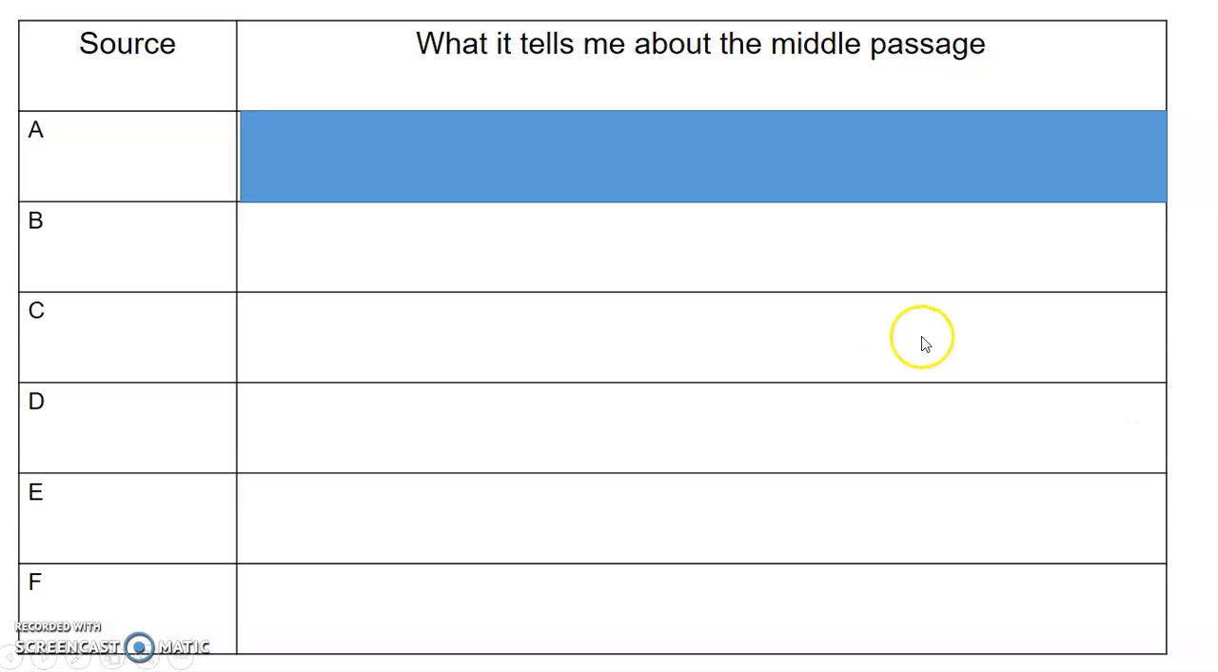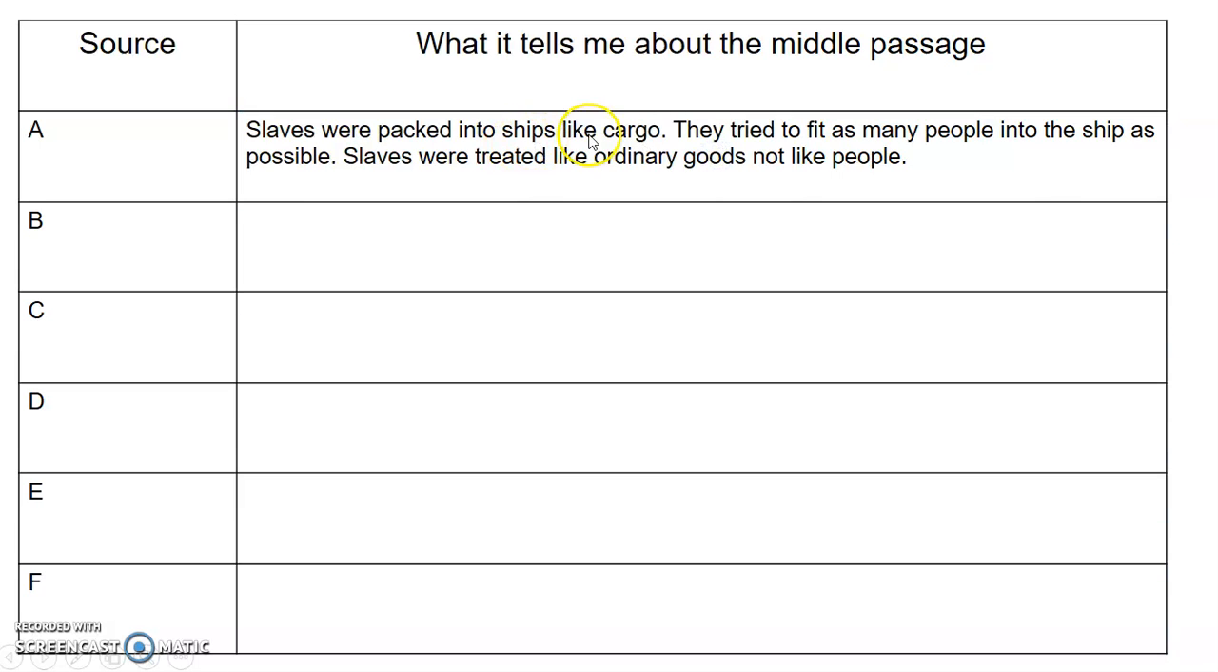So looking at this table, we've got our sources on one side, and we might say what it tells you about the Middle Passage. Well, slaves were packed into ships like cargo. They tried to fit as many people into the ship as possible. Slaves were treated like ordinary goods, not like people.